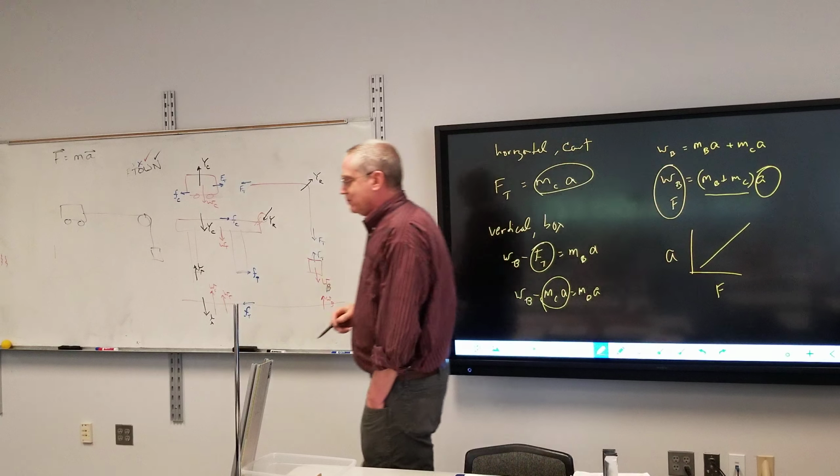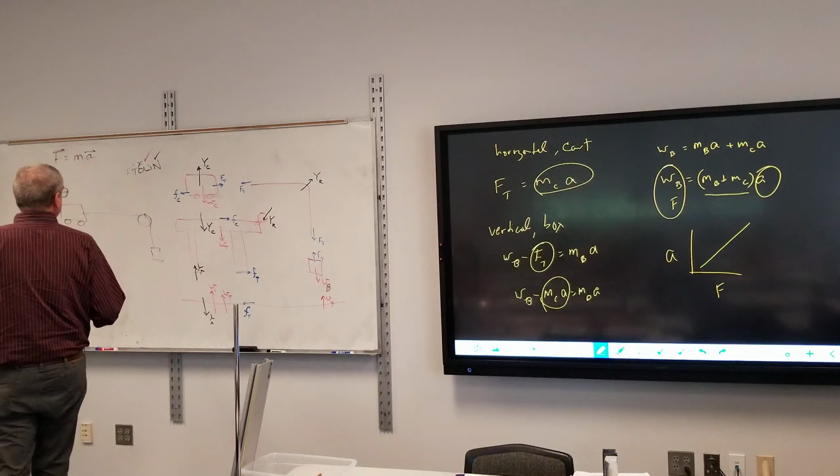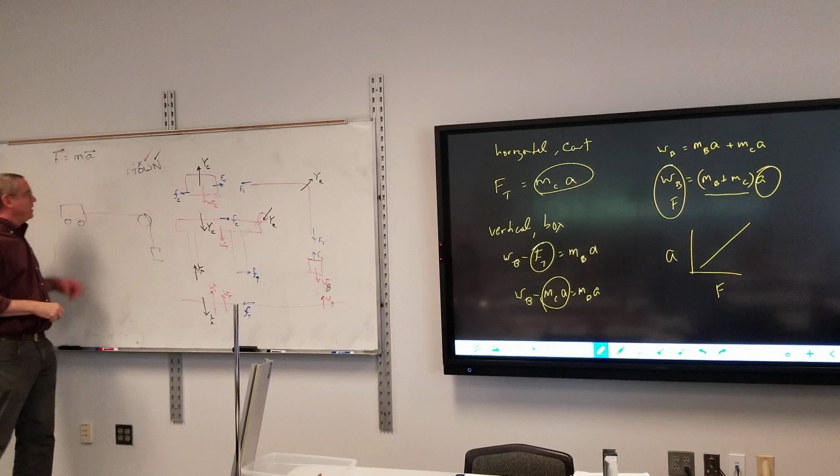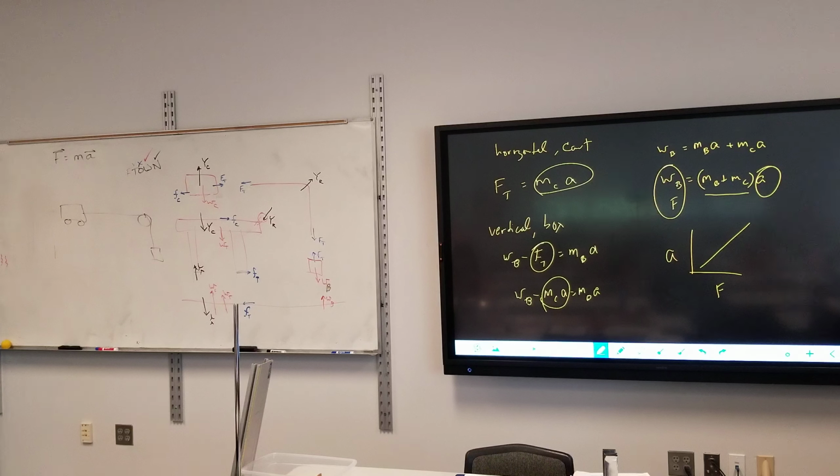So now, suppose I get rid of the wheels. And this box is just being dragged on the table. What would change in our force diagram?